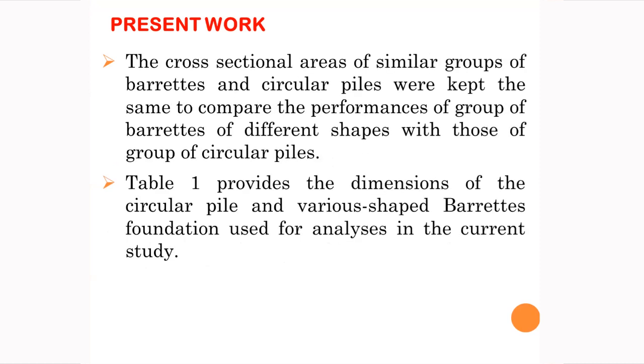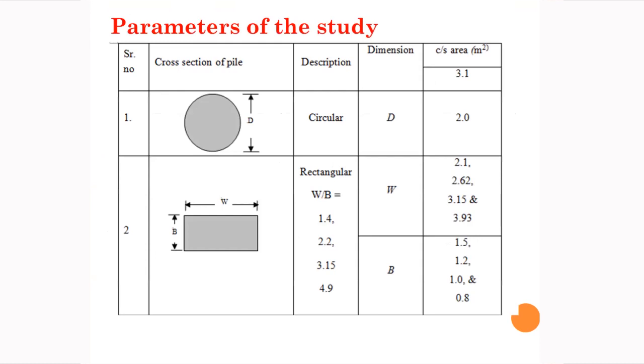The aspect ratio of the rectangular piles was varied as 1.4, 2.2, 3.15, and 4.9. The cross-sectional areas of the similar groups of barrettes and circular piles were kept the same to compare the performance of groups of barrettes of different shapes with those of groups of circular piles. The following table shows the dimensions of the circular pile and the various shape barrette foundations used for the analysis in the current study. Here you can see a circular pile of diameter 2 meters has been adopted, and the corresponding cross-sectional area is 3.1 square meters. The same cross-sectional area has been adopted for the different shapes of barrettes.